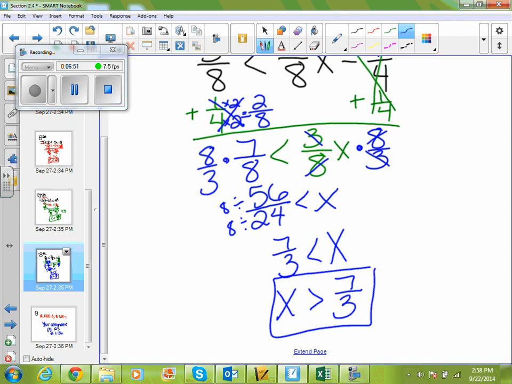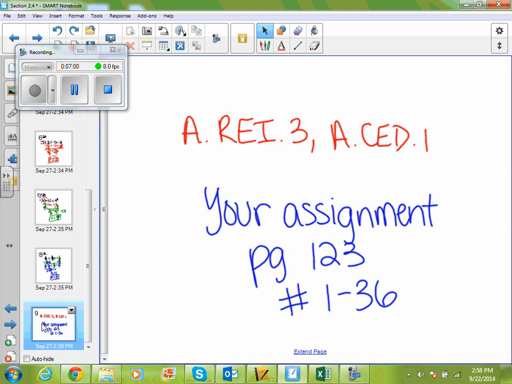Okay, there won't be too many like that, but I just wanted to review how to add fractions and how to reduce fractions. Okay? Okay, so you guys are going to work through page 121, problems 1 through 36.